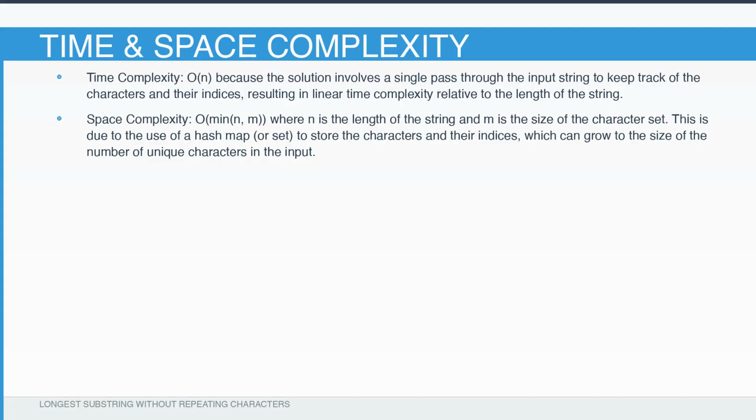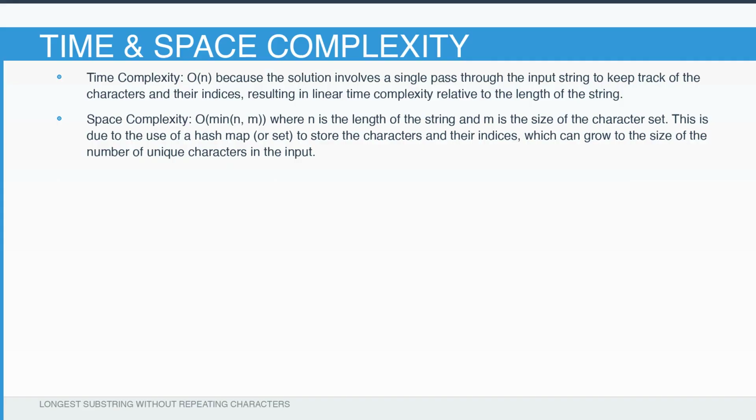The time complexity of the problem, longest substring without repeating characters, is O(n). This means that as the length of the input string increases, the time it takes to find the solution grows linearly. We achieve this efficiency because we only need to make a single pass through the string.